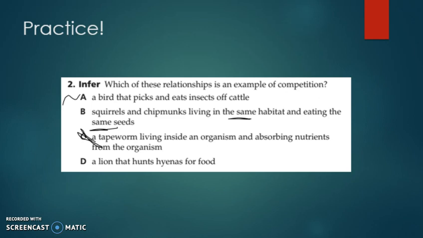And D, a lion that hunts hyenas for food. I'm thinking, that's predation. And we're looking for competition. So let's go back. A, a bird that picks and eats insects off cattle. Iffy, but B, it's clearly the same seeds that they're competing for. So the answer is B.